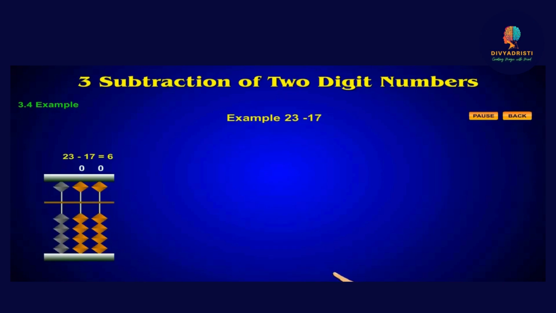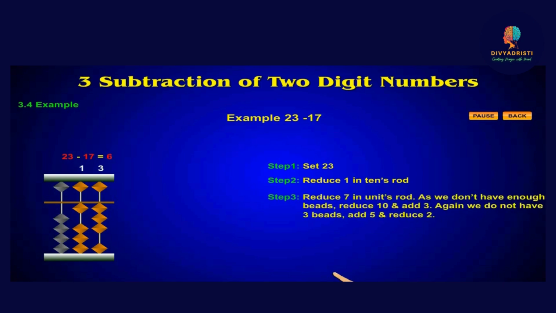Example, 23 minus 17. Step 1. Set 23. Step 2. Reduce 1 in tens rod. Step 3. Reduce 7 in units rod. As we don't have enough beads, reduce 10 and add 3. Again, we do not have 3 beads. Add 5 and reduce 2. Step 4. Count the beads.